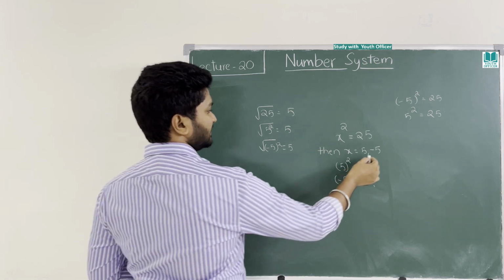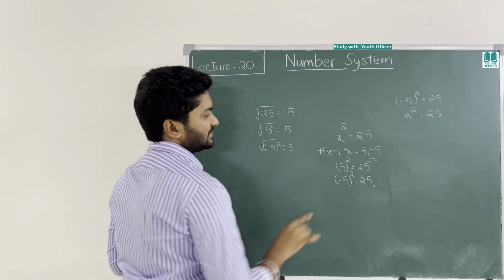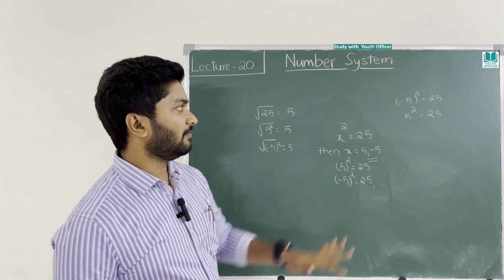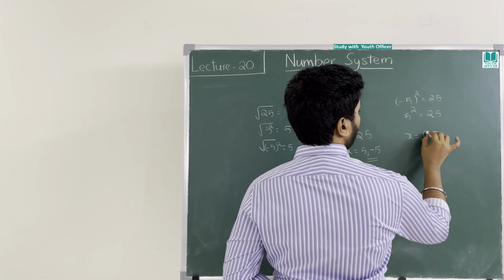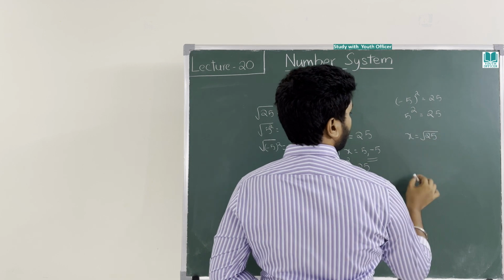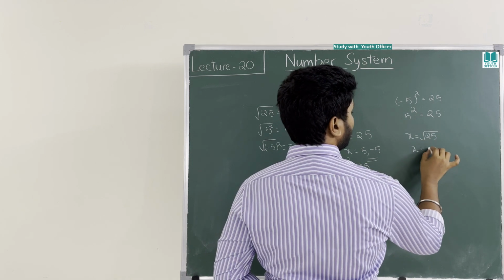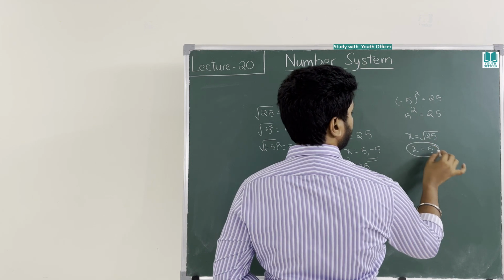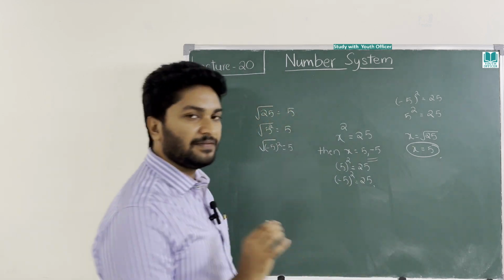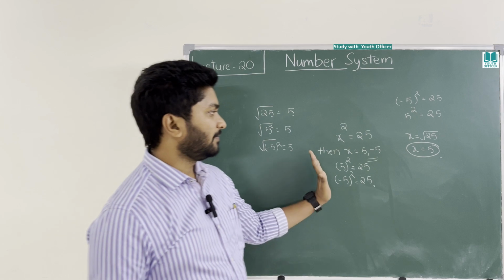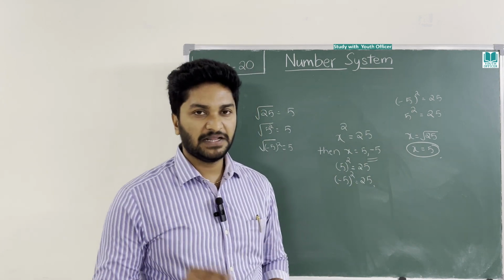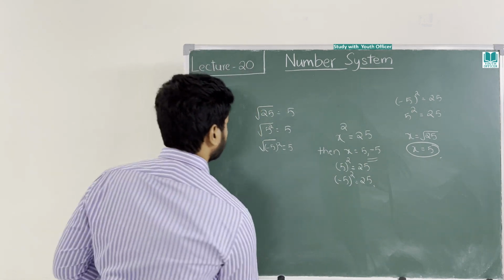Only in this case x will be 5 or minus 5. If they have given x equal to square root of 25, then x should be always 5 only. Answer will be 5. Never forget this. Okay, the both differences. Please make a proper note of that.